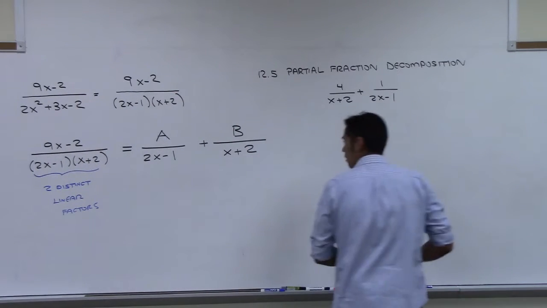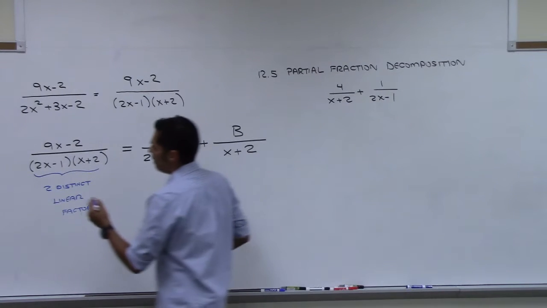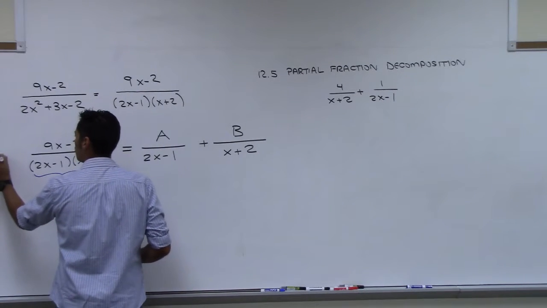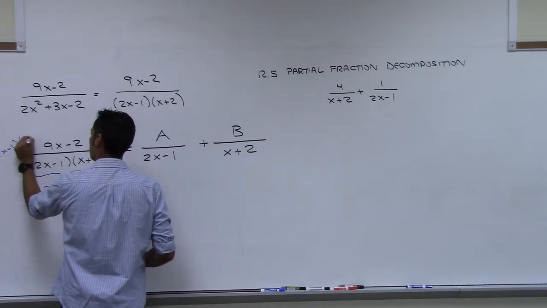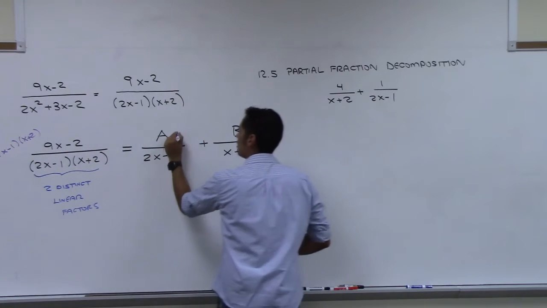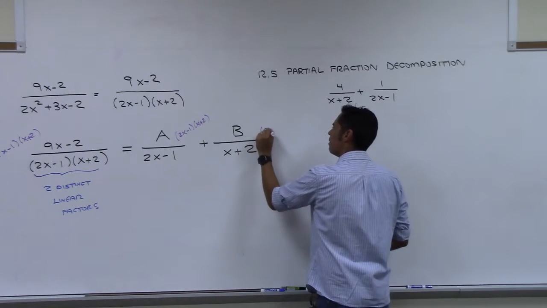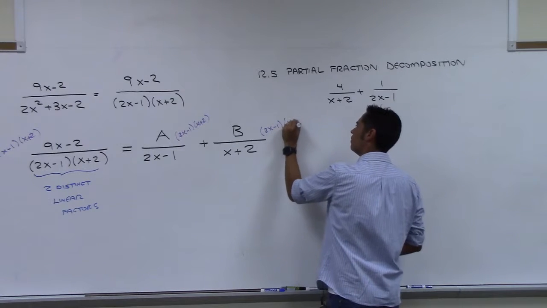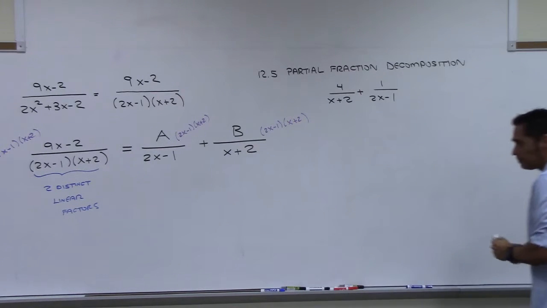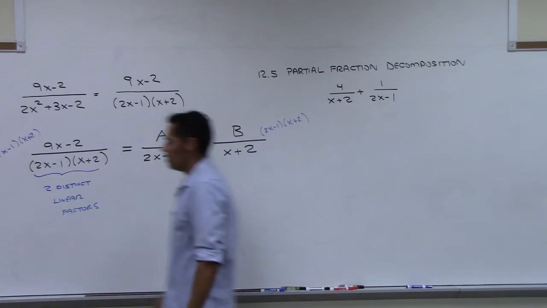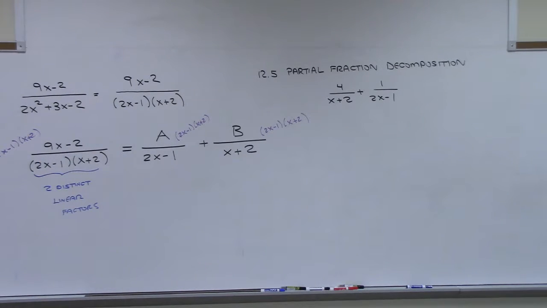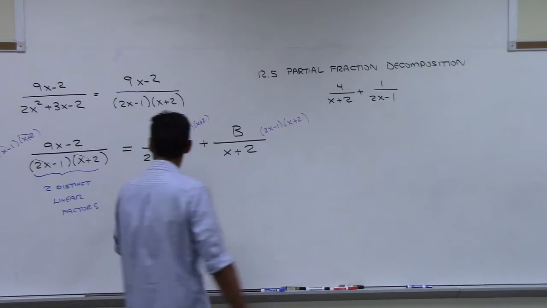I'll do it in a different color. So when I multiply this one by 2x minus 1 times x plus 2. Multiply on this side. This one's going to get hit with the 2x minus 1 times x plus 2. And then this one's going to get hit with the 2x minus 1 times x plus 2. What is left, what remains on the left-hand side when I do this? Just the 9x minus 2, right? They're all gone. I get 9x minus 2.